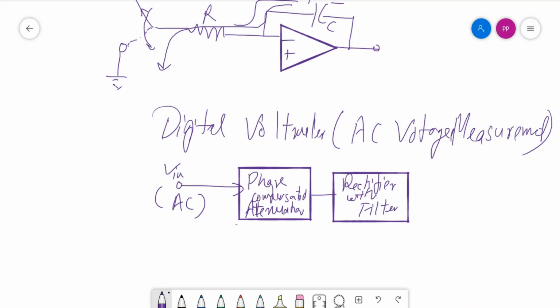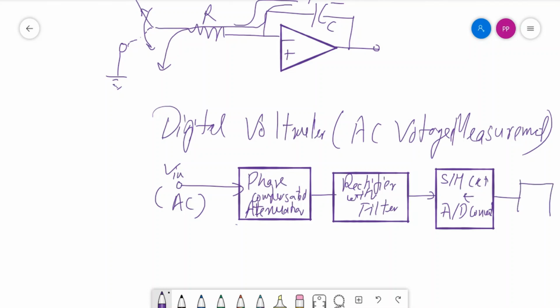Once the output is produced, it will go to the sample and hold circuit, and the A to D converter. Once it is produced, then you know how we can produce the display. The display will be there as we learned earlier. This is the same method, and this is the recording.